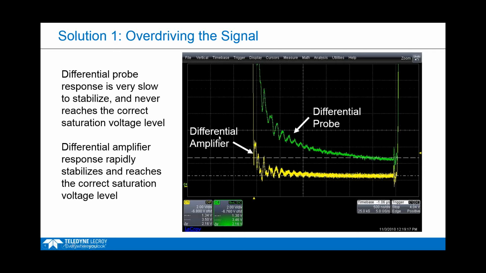Now LeCroy sells a differential amplifier, which is not a probe, it's an external unit that's a differential amplifier. And it has a couple of key advantages, and you'll see one of them here is the extremely fast overdrive recovery. So right away, this amplifier is going to come right back into a linear state and start behaving normally and giving us good results here.